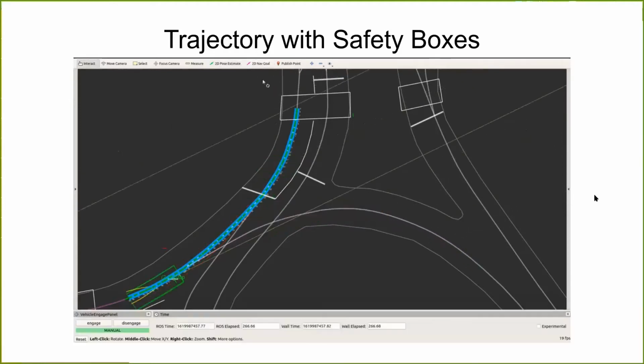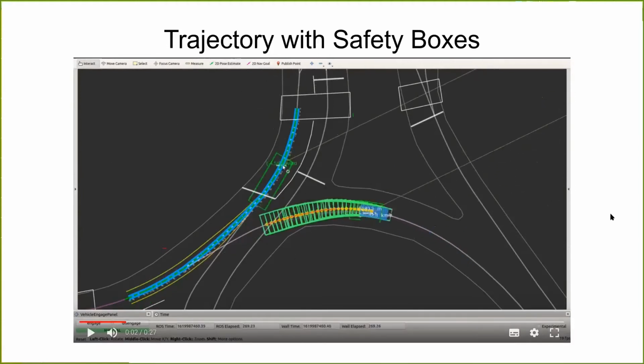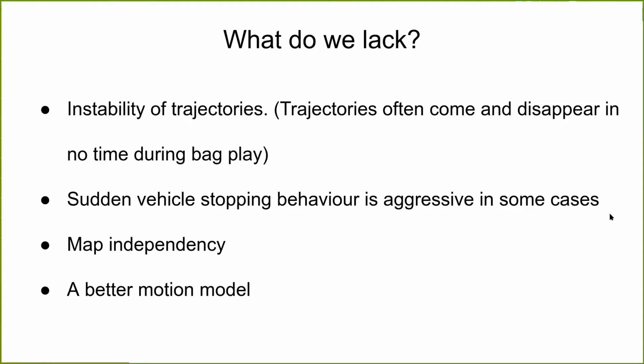Okay, so that's almost the end of the presentation. There is another problem for which I have another video, in the next slide, but let me just list out the problems we lack right now. The first thing is the instability of trajectories. It's perfect in simulation, because the detected object is there and it's going to stay there. There is no perception lag where you miss some object at some point, and then after some frames you get the object again. So you have this problem of instabilities, like the trajectories come and then go within no time in the bags.